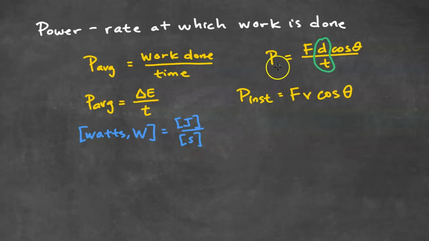We can also calculate power by substituting the equation for work, which is Fd cosine theta divided by t, and we know that d divided by t is speed. We're going to use v to represent speed here. So the instantaneous power is equal to the force times the speed of the object times cosine theta.